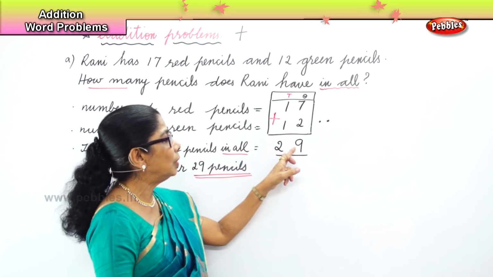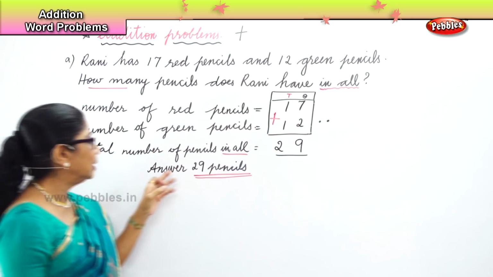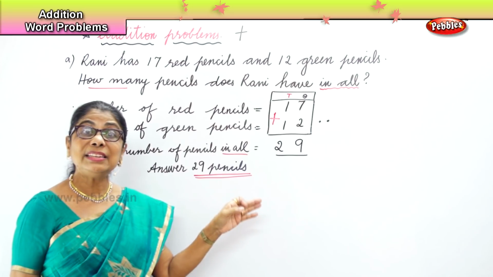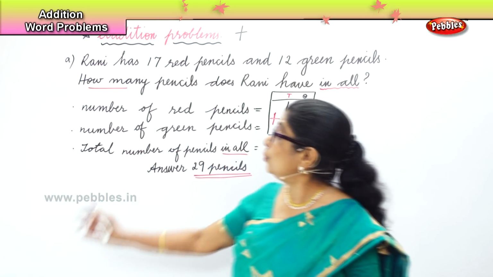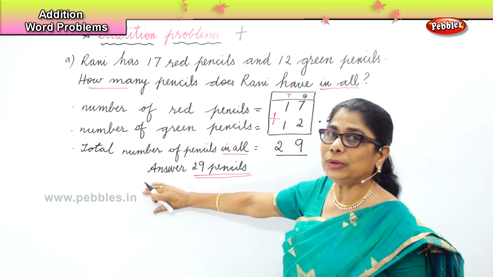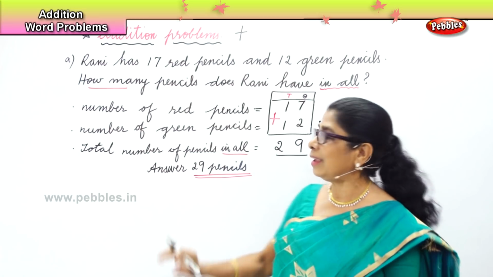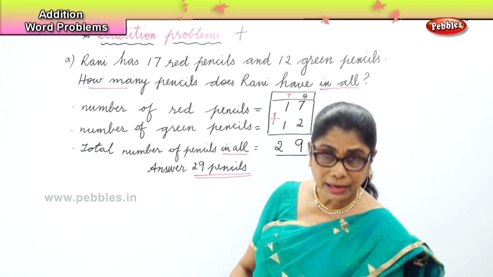7 plus 2, 9 ones. 1 ten plus 1 ten, 2 tens. So your answer is 29 pencils. Did we learn? Yes, we learned to read, we learned to understand, we learned to put the statement and write the answer down. Okay, now shall we do another small story?